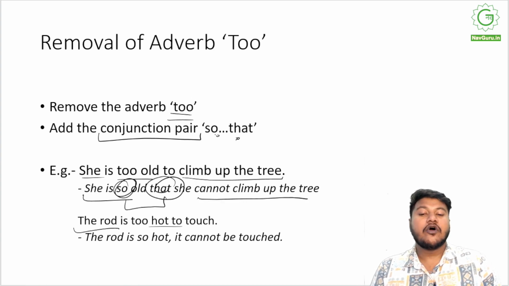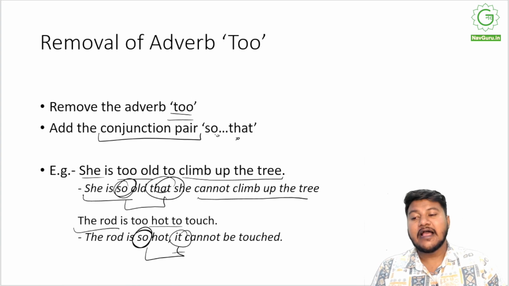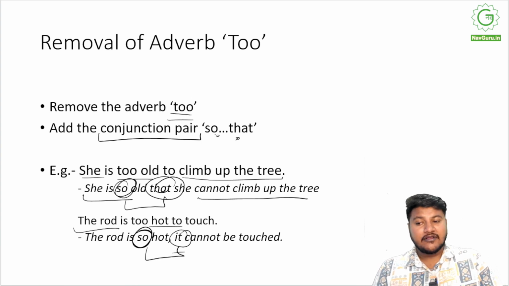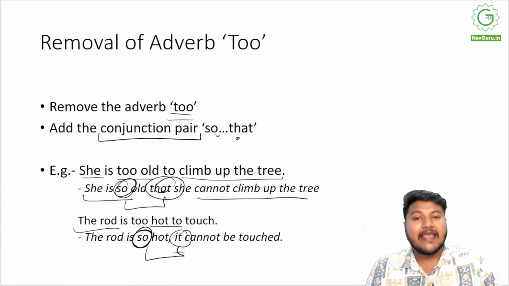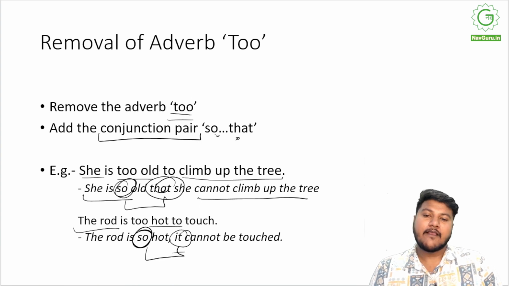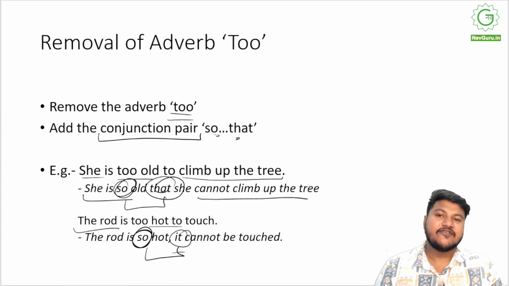The rod is too hot to touch. The rod is so hot it cannot be touched, right? I have omitted that from here. So this is how you remove the adverb too, right? Pretty easy. Nothing much to fret about. We'll do some more in the assignment section.